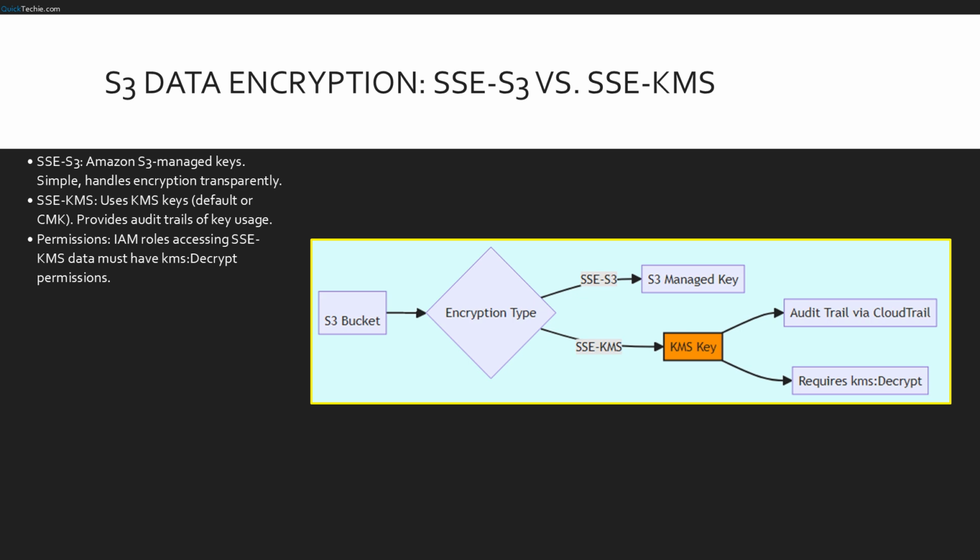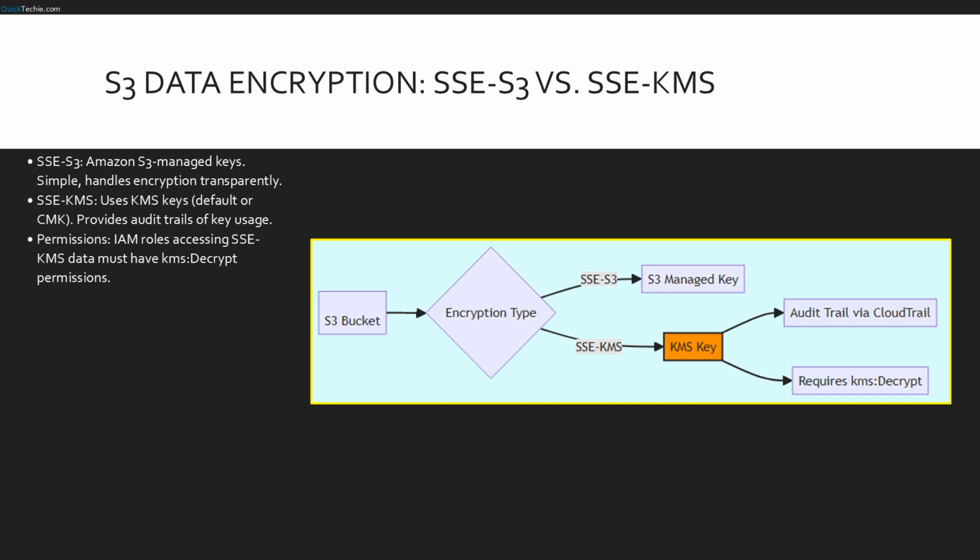This diagram details the S3 encryption paths. Data entering the S3 bucket splits based on encryption type. The SSE-S3 path uses S3 managed keys and ends there. The SSE-KMS path is more robust. It utilizes a KMS key, which triggers two downstream effects. It generates an audit trail via CloudTrail for compliance, and it enforces a strict requirement for kms:Decrypt permissions on any accessing role.